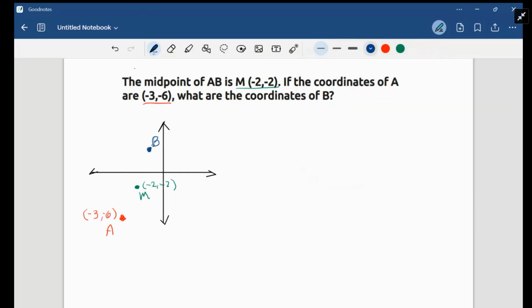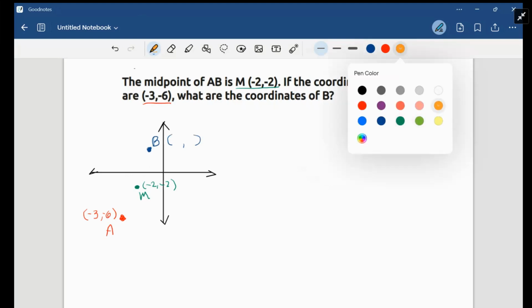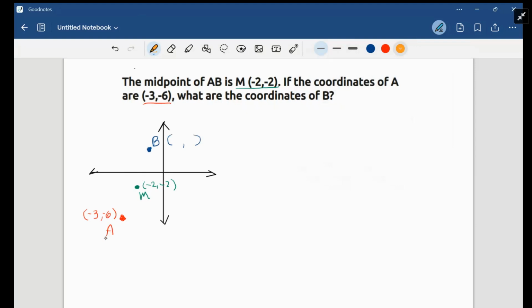We don't know for sure what the coordinates are, but we do need to find the X and the Y coordinates. So our midpoint is just halfway in between those two endpoints, A and B, and it's going to be the same distance away. And because we're trying to find our X and Y values, we can actually just look separately to get from A to M, our midpoint.